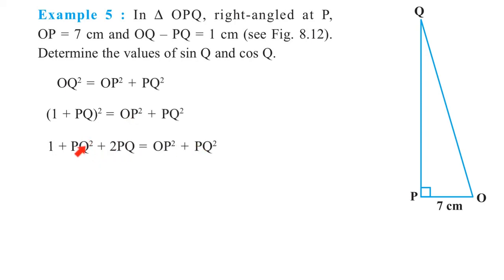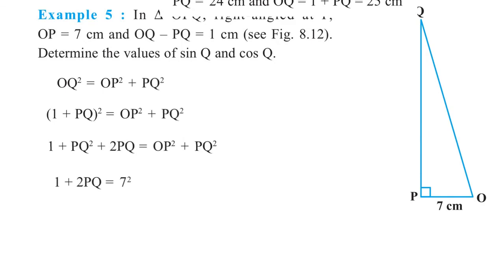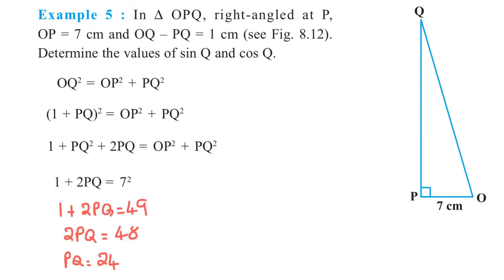And PQ squared cancels with PQ squared. So we are left with 1 plus 2PQ is equal to 7 squared. How did we get that 7? Because the question says OP is equal to 7. Now if you simplify, what do you get? PQ is going to be equal to 24. So we know PQ is equal to 24.